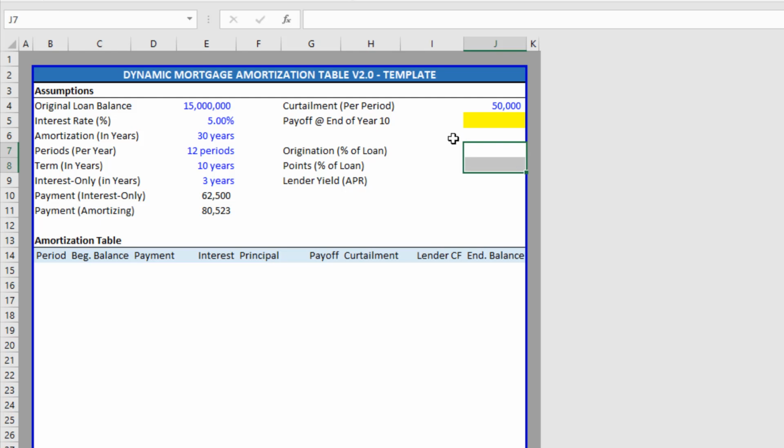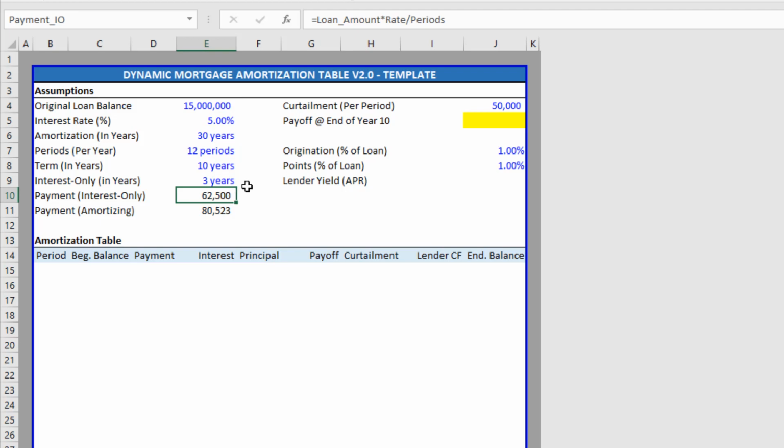Then we have two inputs. These are origination fee as a percentage of loan and points as a percentage of loan. Both we'll call 1% for now. Now, something you'll have noticed is that any of our input cells, these are our assumptions, are blue. And this is real estate financial modeling best practices. In fact, it's financial modeling best practices. Blue font cells are input cells. Those are the cells that you as a user will be always changing.